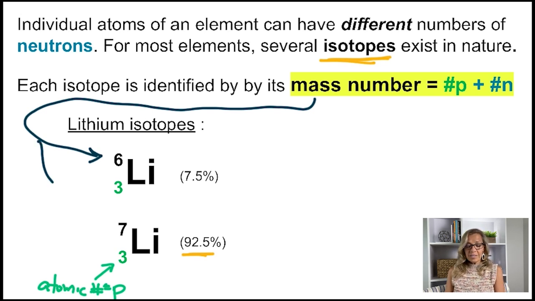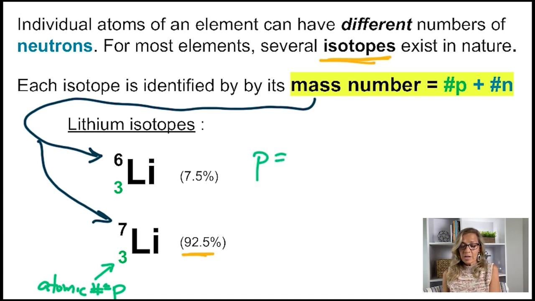So you notice that the total varies, right? One is 6 and one is 7. So that bottom lithium isotope has 1 extra neutron. So what do these both have in common? Protons, 3. Why 3? Because it's lithium, and lithium always has 3 protons.